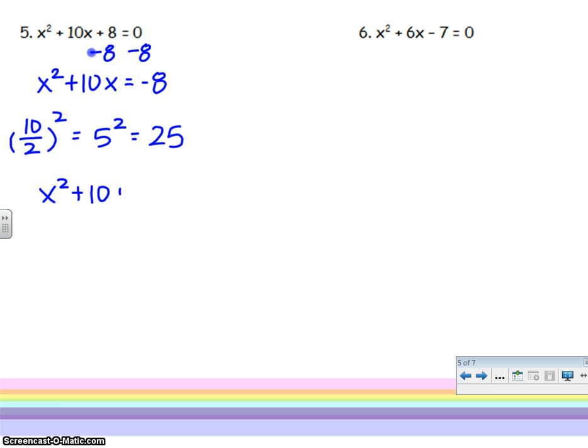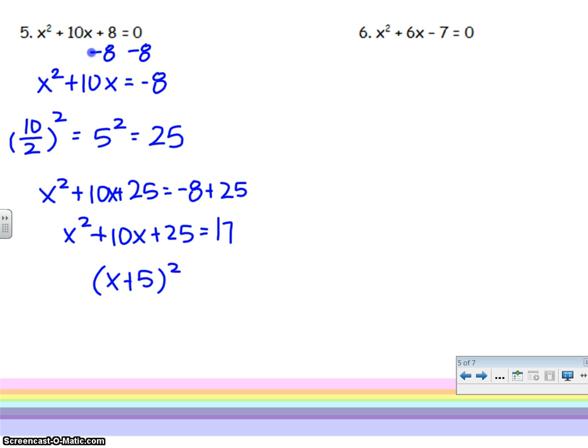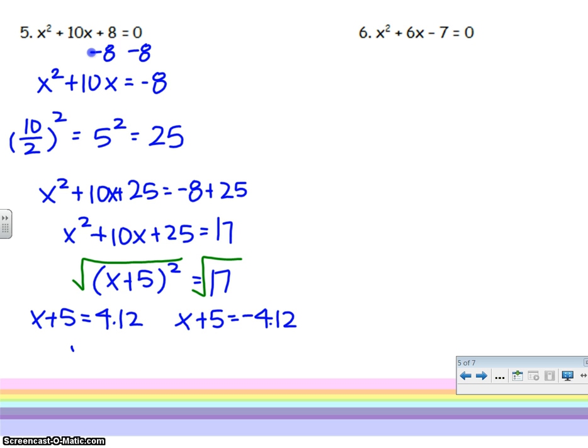So x squared plus 10x plus 25 equals negative 8 plus 25. When we factor x squared plus 10x plus 25, we'll get x plus 5 quantity squared equals 17. And now when we square root here, we're going to make sure that we are accurately rounding to the nearest hundredth. So when we take the square root of 17, we're going to have x plus 5 is equal to positive 4.12, or x plus 5 is equal to negative 4.12. So we can go ahead and find our two solutions to be negative 0.88 and negative 9.12.